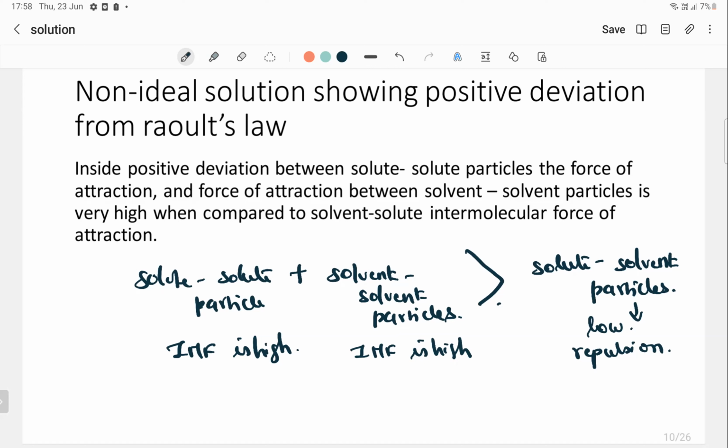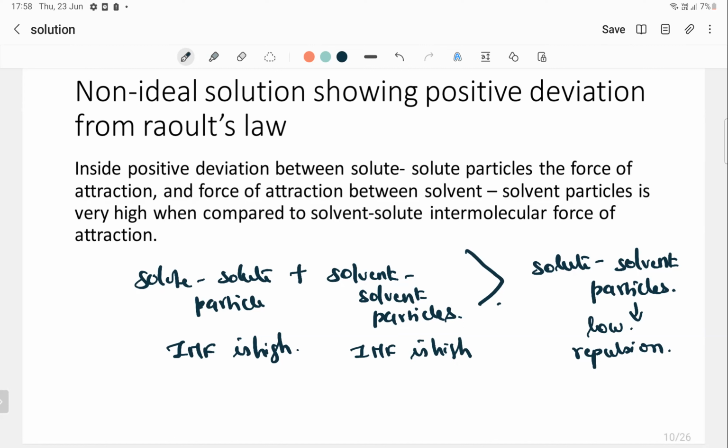Less. So here there is a weak intermolecular force of attraction. Now, what happens here? The formation of vapor will be more clear. In this condition, in the positive deviation, the intermolecular force of attraction is high in solute particles and high in solvent particles. But here it is quite low.